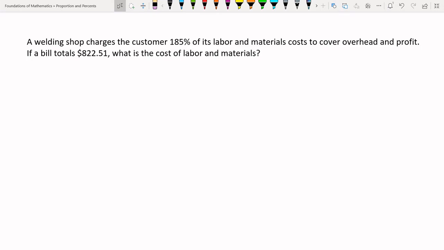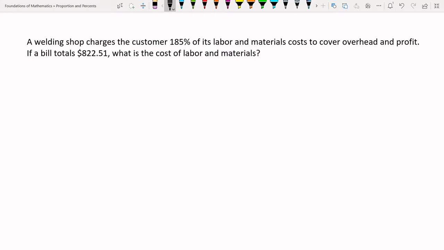Okay, here we have a welding shop that charges 185% of its labor and materials to cover overhead and profit. So the actual bill is $822.51. Now, what is the cost of labor and materials? So you may want to say, well, what's 185% of 822.51? That's actually going the other way. We want to go smaller. The bill that the welding shop charges the customer is $822.51. That means $822.51 is 185% of the actual labor and materials cost.